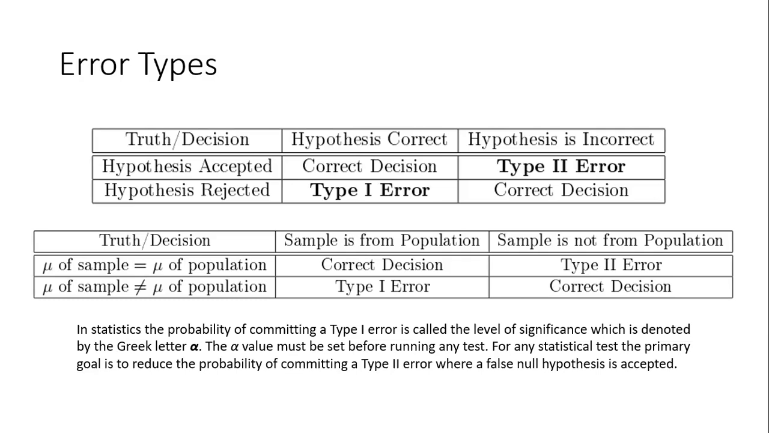So what can we do? Our goal in a statistical test would be to reduce the chance of a type 2 error. And so in statistics, when we give a percentage, what we do is we create what is called a level of significance or an alpha value. And what is that? In statistics, the probability of committing a type 1 error is called the level of significance. And the alpha value must be set for any running statistical test.